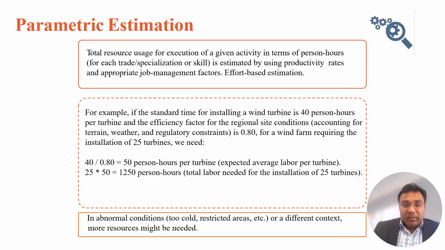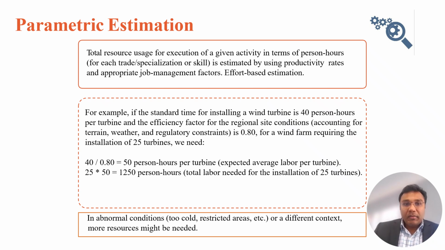So look at the example given here. If the standard time for installing a wind turbine makes you 40 person hours per turbine, and the efficiency factor for the regional site conditions, considering the weather and terrain, is good, so it's 0.80, for a wind farm requiring installation of 25 turbines, how would we calculate? For 40 person hours, divide by 0.80 equals 50 person hours per turbine. For 25 turbines, you multiply by 50, which gives you 1250 person hours. So that's the total labor needed for your installation of 25 turbines. So that's your parametric estimation.